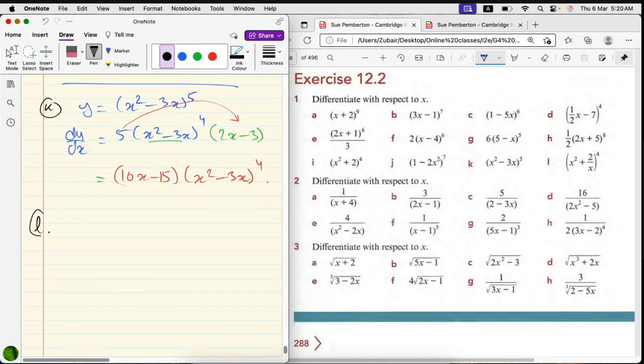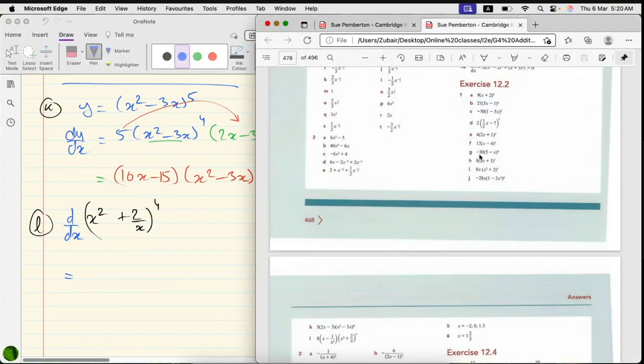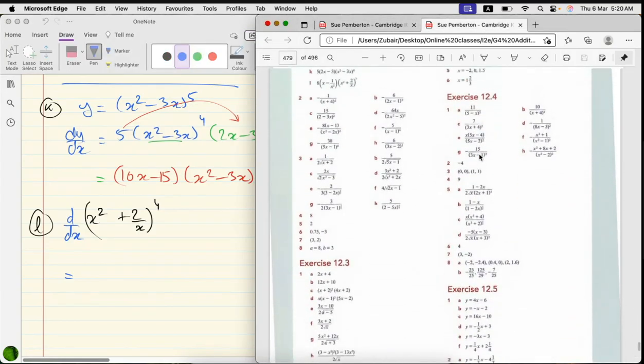Try L part, and be careful with the fraction. (x squared plus 2 by x) raised to power 4. And when we don't need to write equal to y, we can always write that we are applying the function d over dx and differentiate. 12.2, J and K.